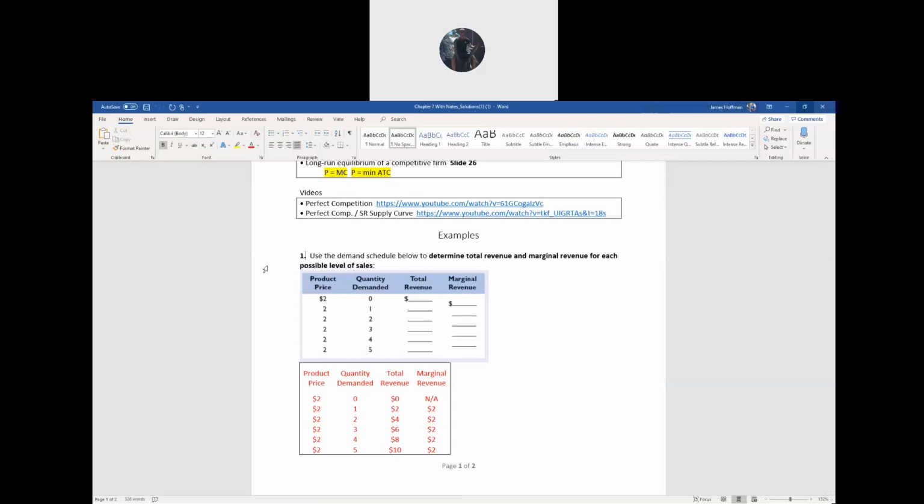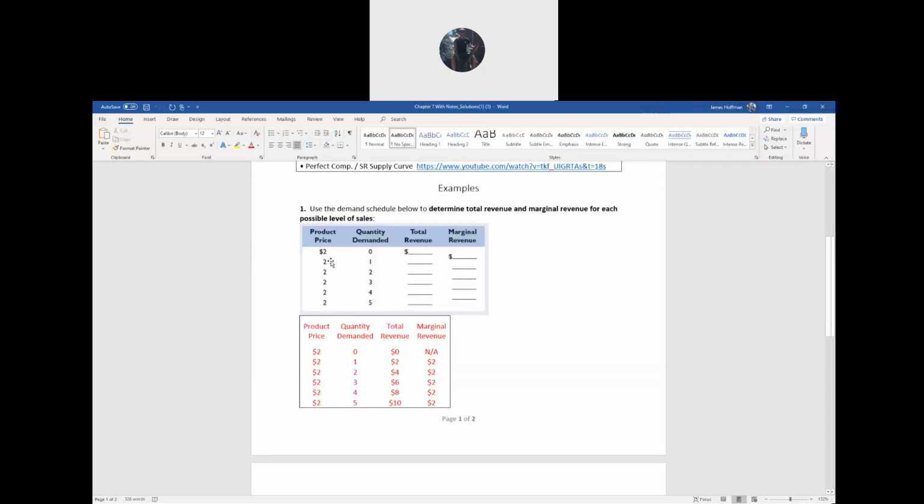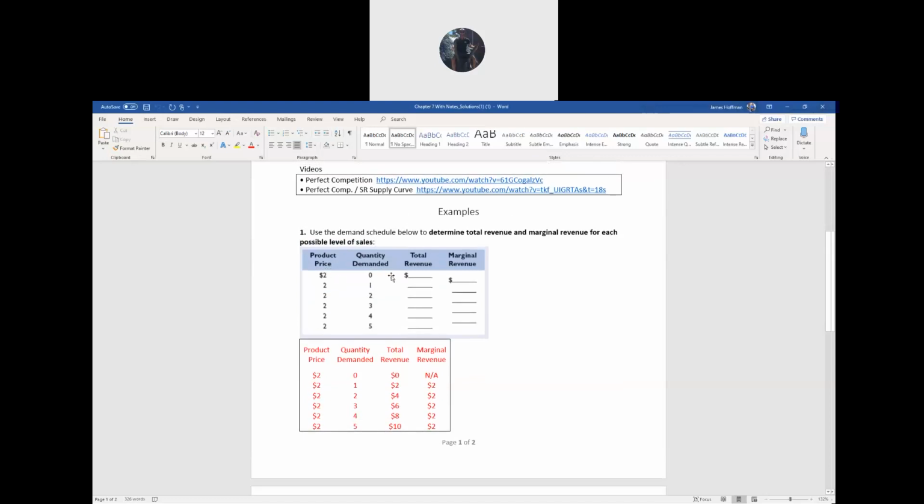Okay, so let's use the demand schedule below to determine total revenue and marginal revenue for each of the possible levels of sales. All right, so the price of the good is $2. These are different quantities, and all we have to do is calculate revenue, which is price times quantity, and marginal revenue, which is the change from selling each additional unit.